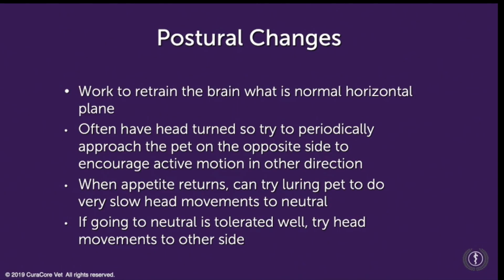Otherwise, they'll learn this becomes the new normal, and even trying to get their head to a neutral position can be quite a challenge. When the appetite returns, I also have owners use a treat to help lure the dog to go from the head tilt side to neutral. And if that goes well, then from neutral to the opposite side, the unaffected side.